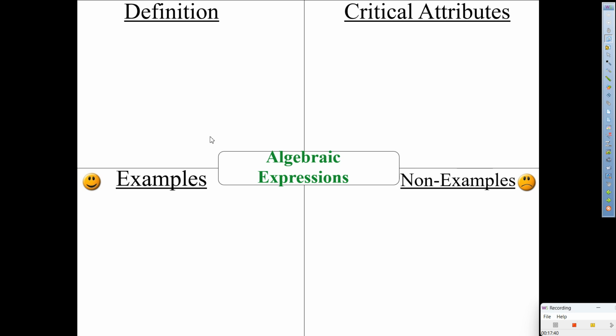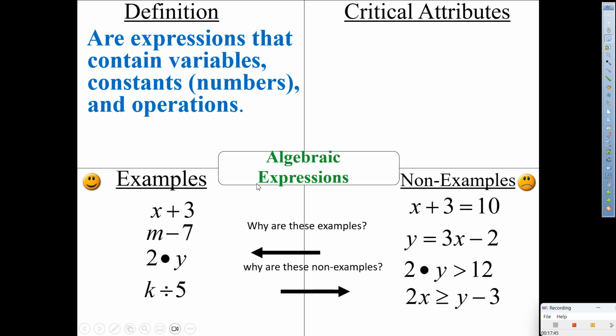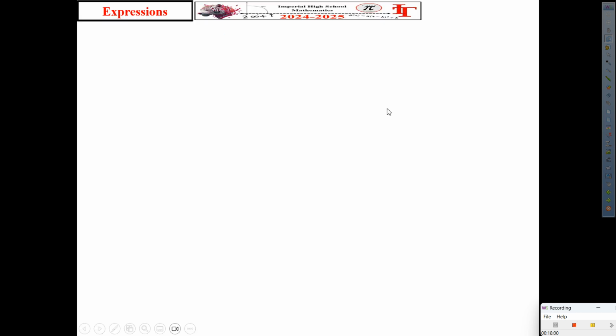All right. Let's see how we did. Expressions that contain variables, constants, and operations. Examples, non-examples. Coming back little by little, yes? All right. So, open up your notes really quick. We're going to continue with the practice that we started on Thursday, Friday.